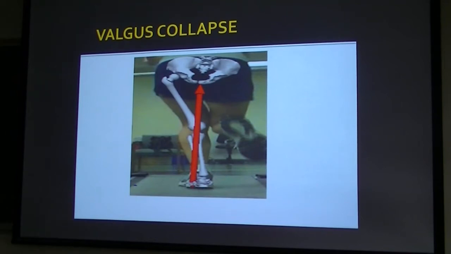Anyway, so valgus collapse, here's what we're looking at. If you're looking at from the top, right here you got a pelvic drop. The femur is going to be internally rotated, as is the tibia. And we get this nice inward angle right here. You guys seen this before when people squat, when it gets heavy, or people lunge and their knee goes in.